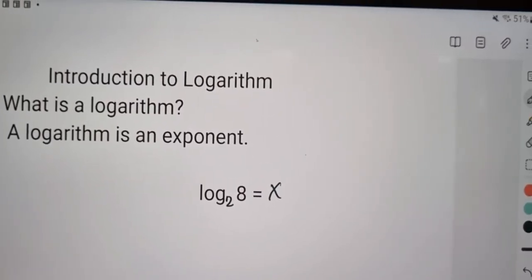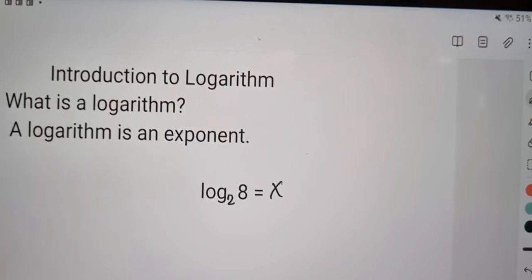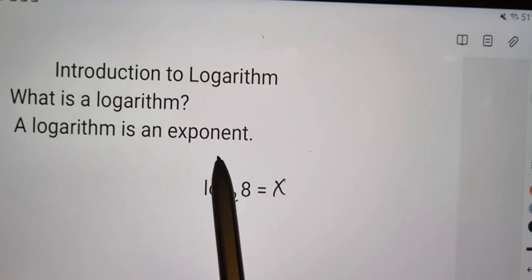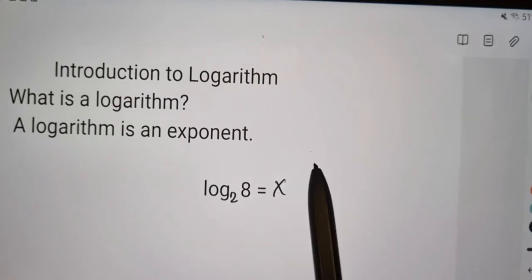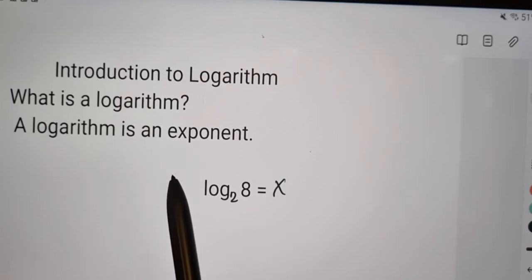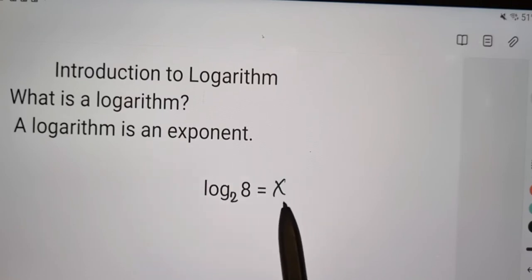In this tutorial video, you're going to learn about logarithm. So what is logarithm? Logarithm is the inverse of exponential function. A logarithm is an exponent. Napakadali lang. Ang ibig sabihin, ang logarithm is the same as exponent. So pag hinahanap natin ang logarithm ng number, ibig sabihin, hinahanap lang natin yung exponent.